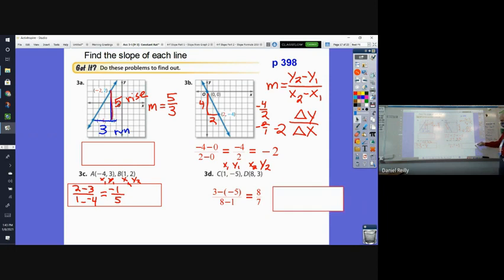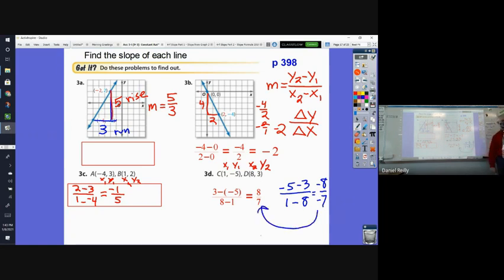It is not negative. Why would it be negative? If you did it the other way around, you got the same numbers. If you did -5 minus 3 over 1 minus 8, you would get -8 over -7, which is an unsimplified fraction because there's negatives on the top and the bottom. Two negatives, so it's the same answer.